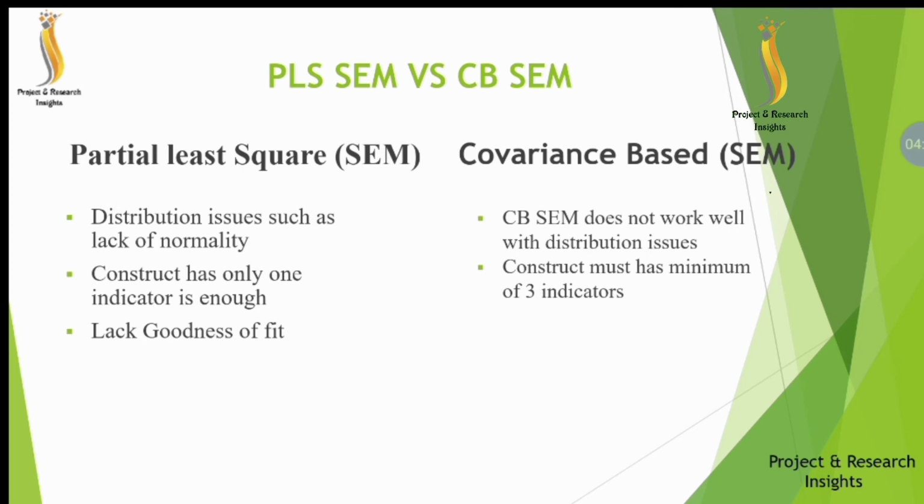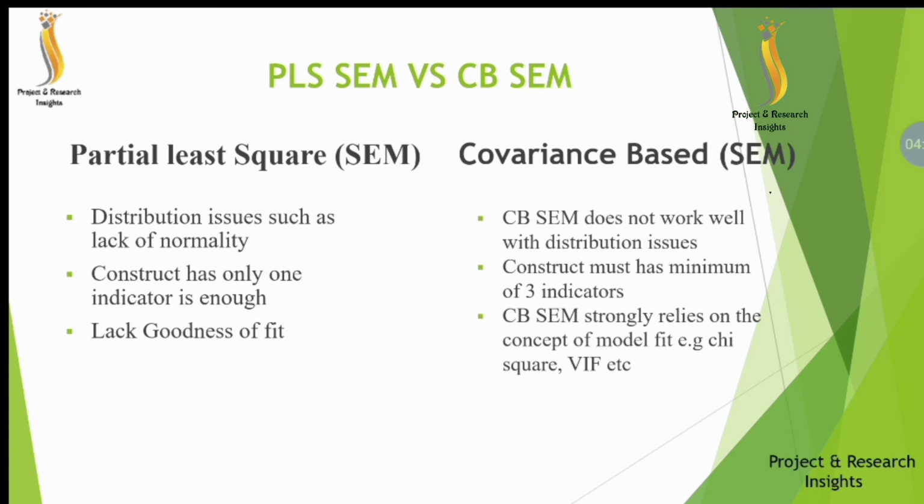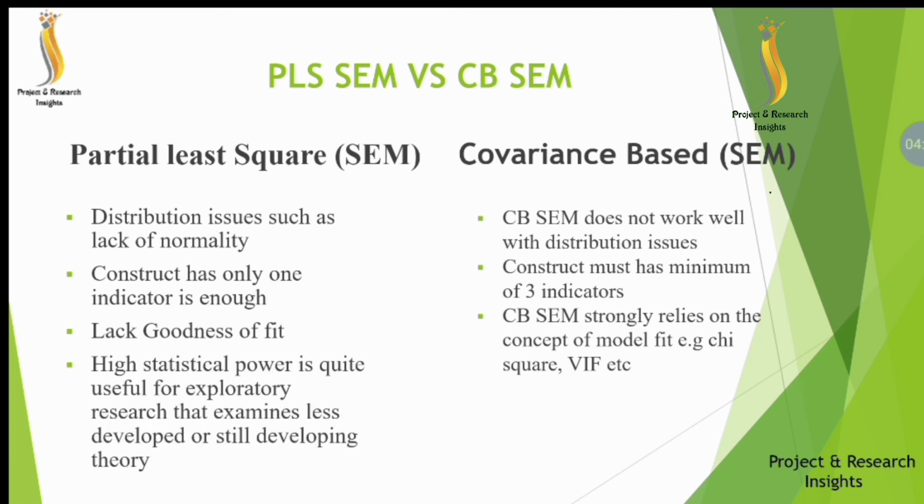Partial least squares lacks goodness of fit indicators. They may have goodness of fit indicators, but they are few. In the future, maybe in a new version of PLS, they will install the standard indicators for goodness of fit. CBSEM strongly relies on the concept of model fit, for example chi-square and so on. When we are going to test the model fitness, then CBSEM is the preferred statistical analysis tool rather than partial least squares.